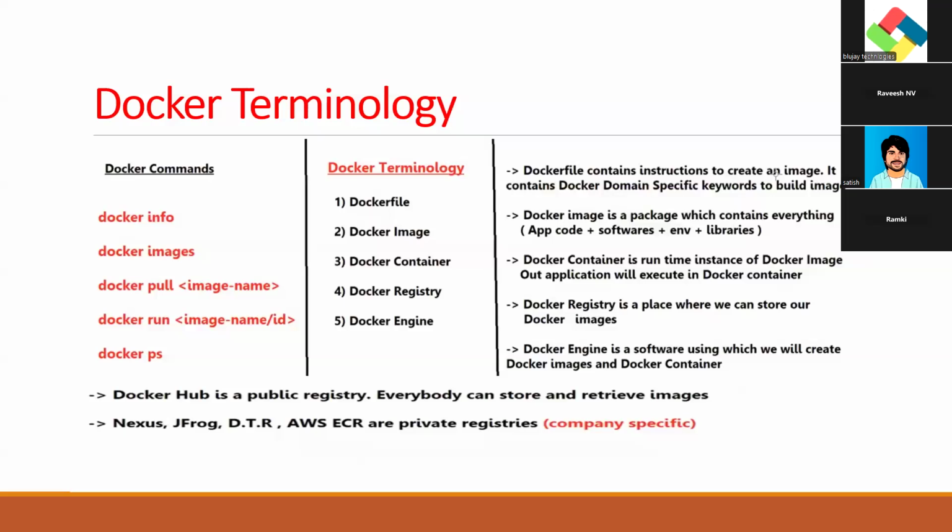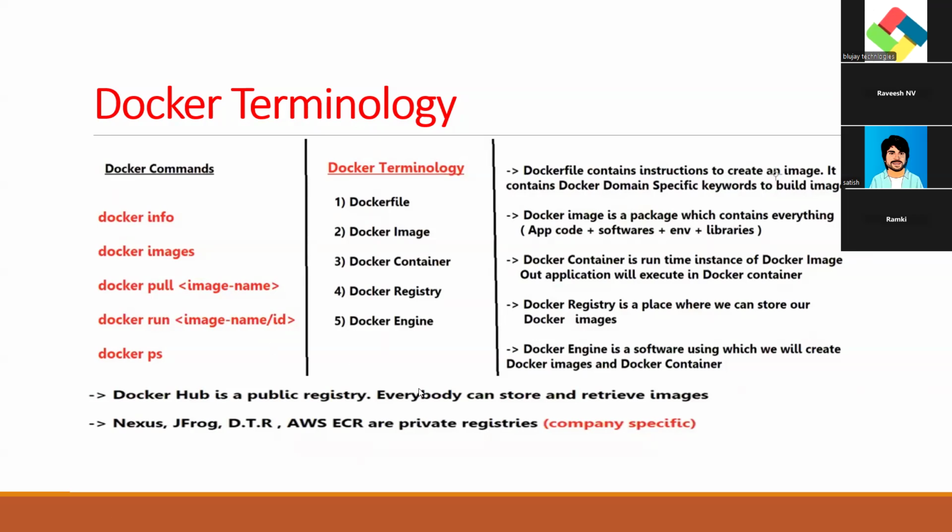So Docker commands: docker info, docker images, docker pull, docker run, docker ps. You already know these. The Docker terminology is Dockerfile, Docker image, Docker container, Docker registry, and Docker engine. What is a Dockerfile? A Dockerfile contains the instructions to create an image. It contains domain specific keywords to build the image. Guys, understood?